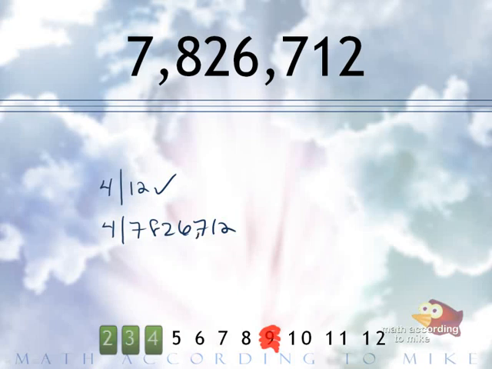7,826,712. The reason that this works is because 100 is a multiple of 4, which means any multiple of 100 is automatically a multiple of 4. Notice 7,826,700 is a multiple of 100, so we don't have to check those numbers. We just have to check the last 2, in other words, the numbers that are less than 100. We're going to see that same type of pattern when we do the rule for 8.